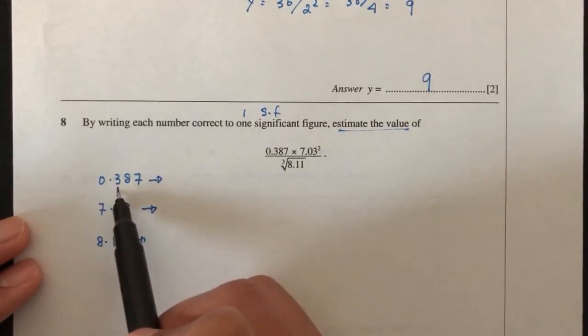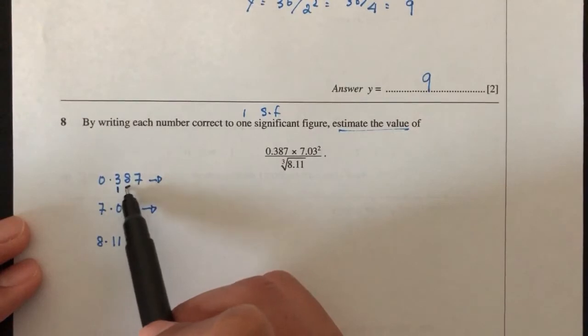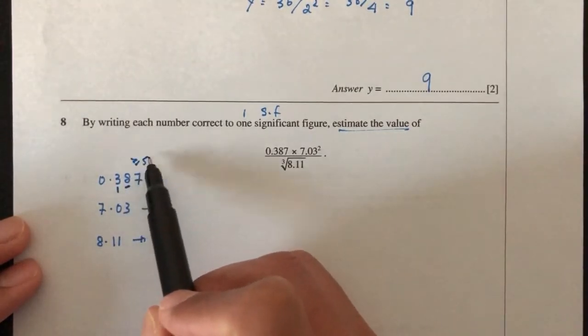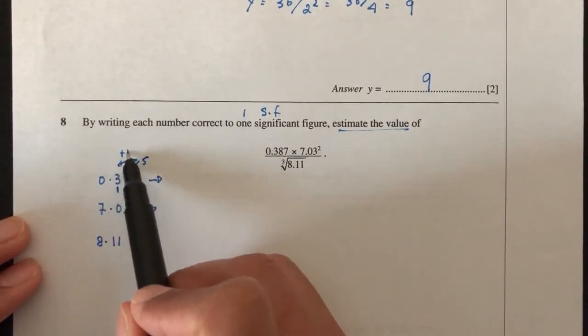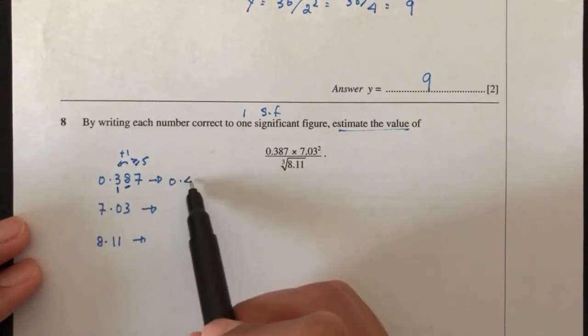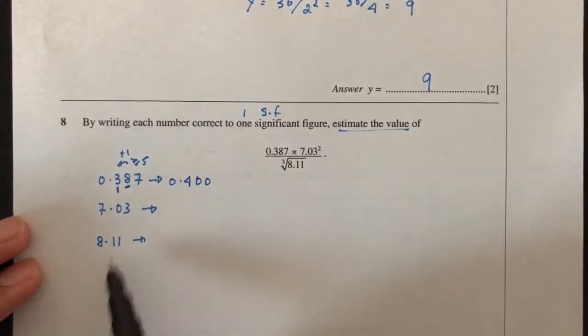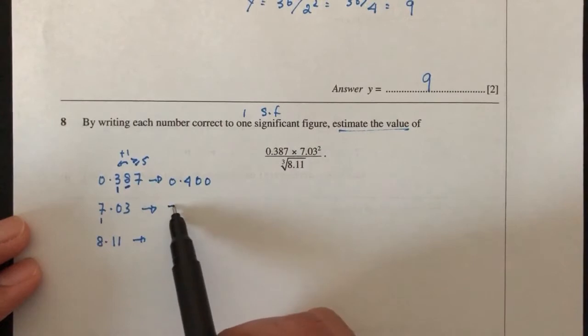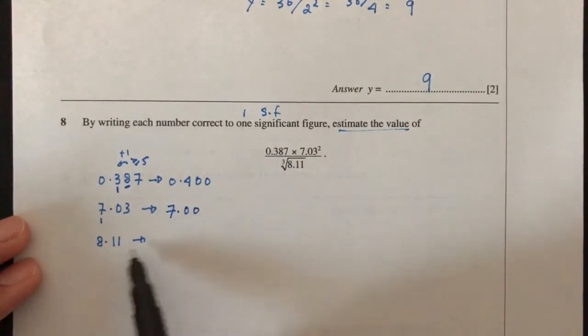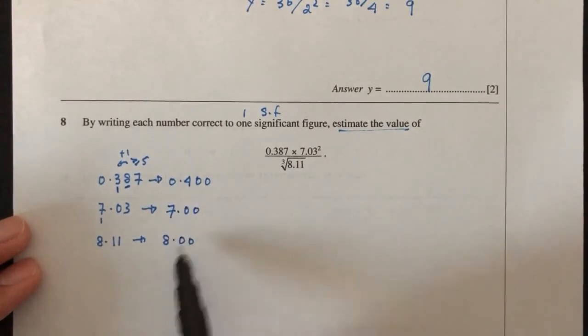So leave the first digit alone. We ask ourselves if the next number is bigger than or equal to 5. If it is, we add 1 to the first one. So it becomes 0.4 and the rest becomes 0. Same thing here. That will become 7, 0, 0. This will become 8, 0, 0.